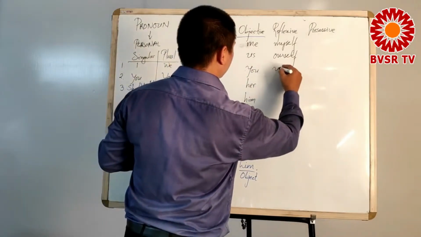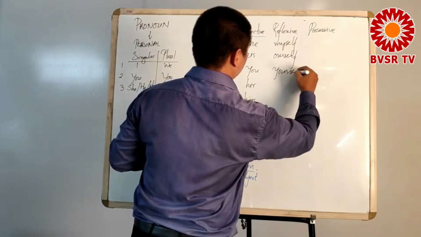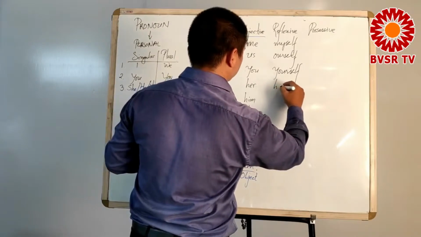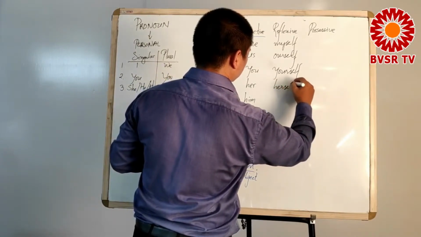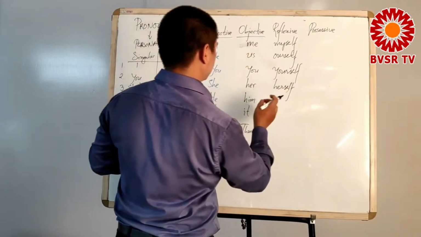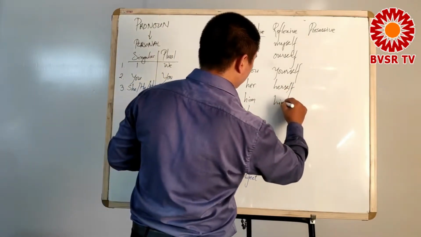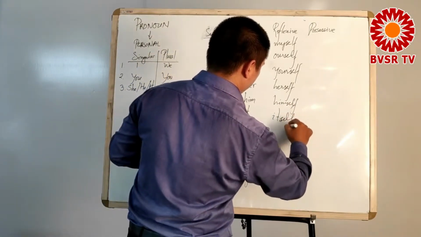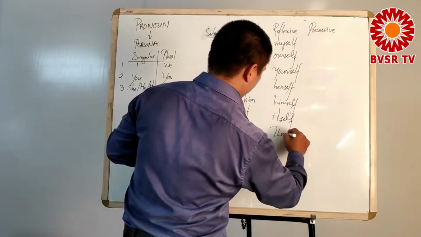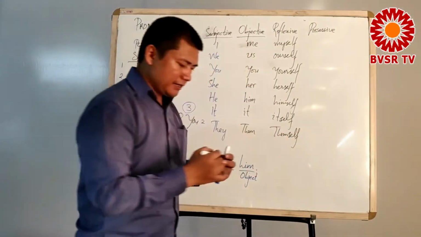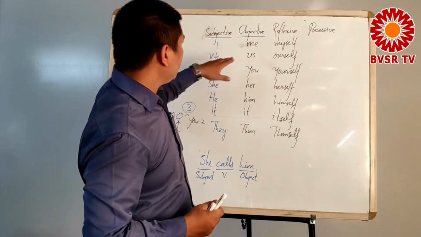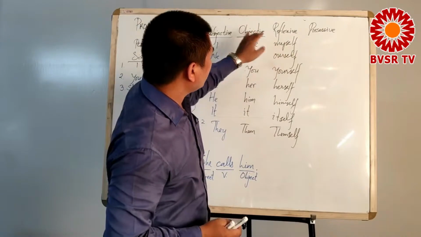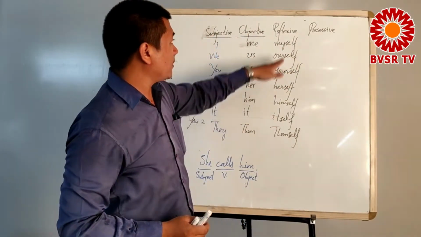You will be yourself. She, her, herself. Him, himself. It, itself. Them will be themselves. Now, guys, I have made it reflexive. Actually, to make you understand, I just added self, and everything becomes reflexive now.